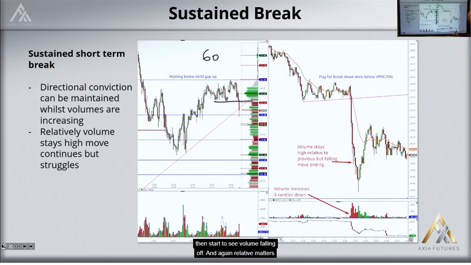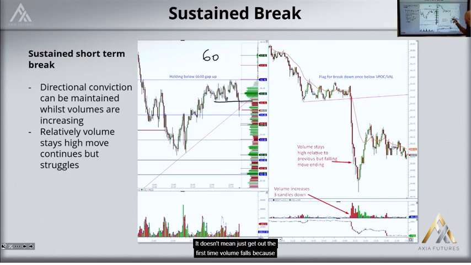As you then start to see volume falling off, and again, relative matters here. Relatively, we're at much higher volume than prior to this, than in the flag. But relative to the initial drop, volume is now starting to fall. This is your indication that the move may well be coming to an end, at least in the short term, and should be your suggestion that perhaps now it's time to start considering exiting the trade.